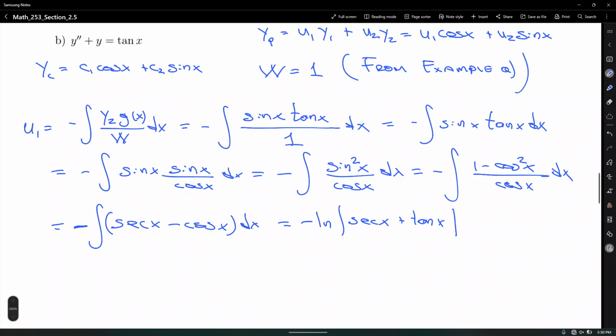Now, what's the integral of cosine? The integral of cosine is sine. But check, we have a minus and a minus. Is that a plus? So that keeps it positive. So plus sine x. And again, no plus C in this case, because this is a particular solution. A particular solution doesn't need any C's.